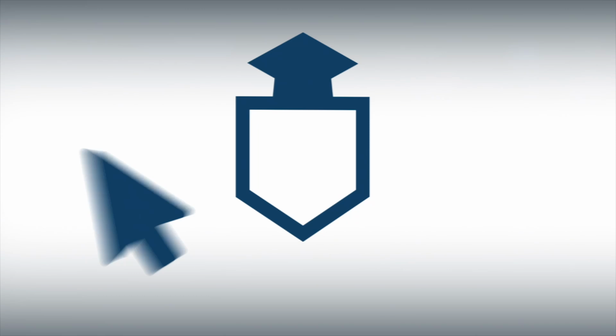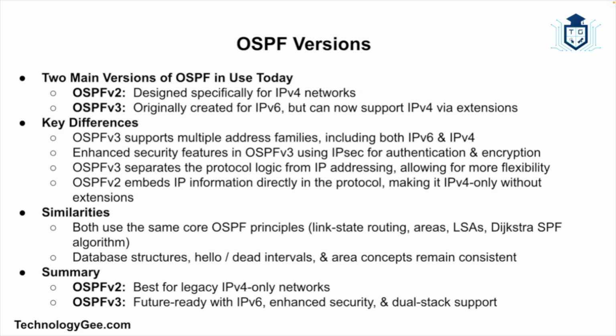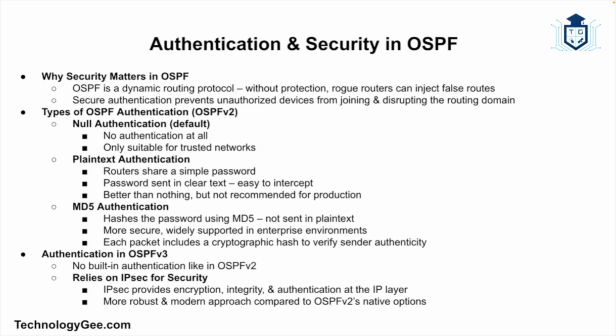So there are 2 main versions of OSPF that are in use today. You have OSPF version 2, and this was designed for IP version 4. And then you have OSPF version 3, and this was designed for IP version 6, but it can also support IP version 4 with extensions. And OSPF version 3 includes better support for security and address families, but fundamentally it works the same as OSPF version 2.